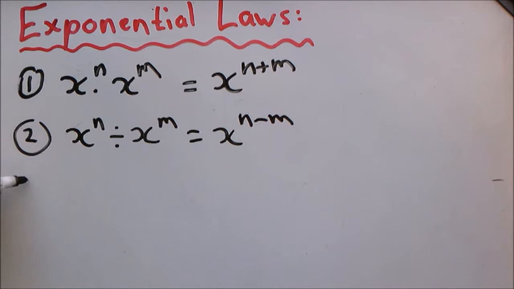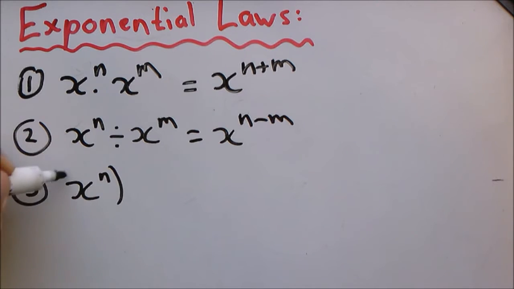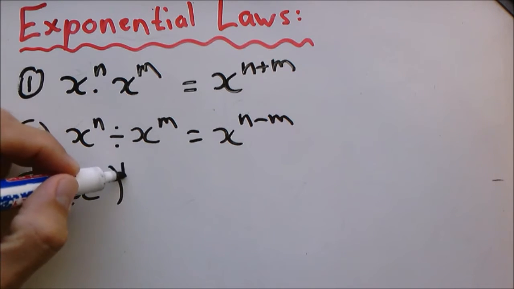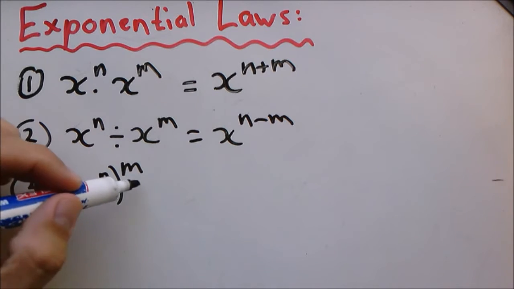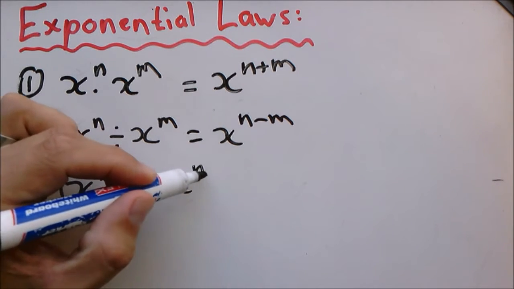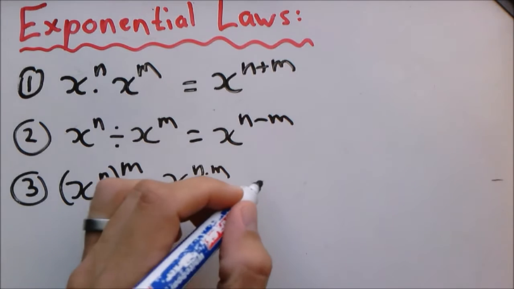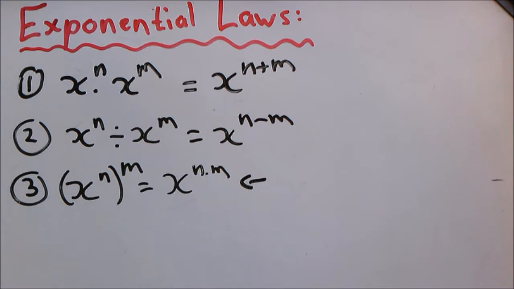Then the third law is if you have an unknown number to the power of m to the power of n. You can basically multiply the two exponents with each other in your calculation. And it will always help just to give you a quick example of this or how to understand this.